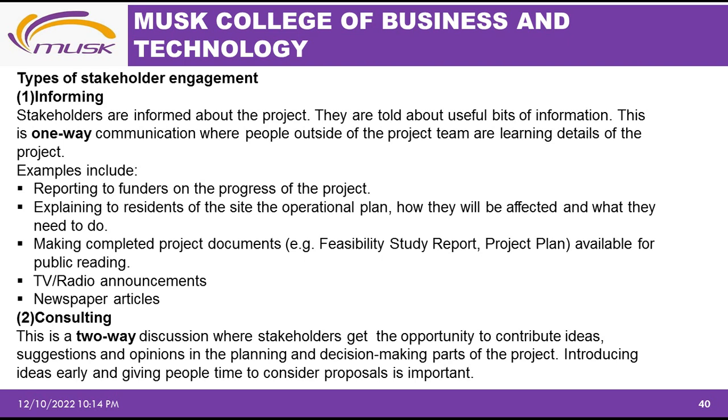Then we have types of stakeholder engagement. There are some things that we do when we are doing stakeholder engagements. Number one is informing. So we inform them about the project. They should know this project is in existence. This is a one-way communication where the project team shares details. So let them know about the project. So how do you do that?